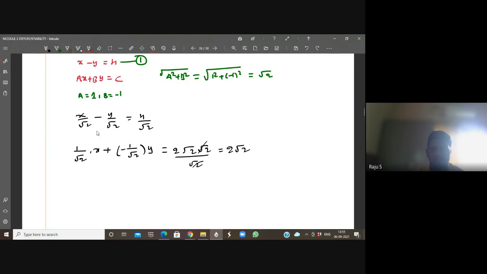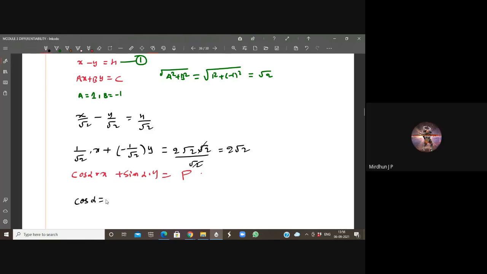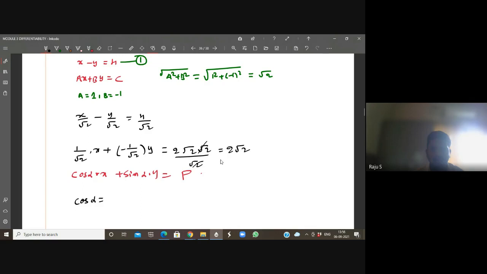Clearly it is in the form of cos alpha into x plus sin alpha into y is equal to p, the normal form. When we compare here, cos theta is positive and sin theta is negative, so this is in the fourth quadrant only, and that is what we will finally take. First you compare: cos alpha is 1 by root 2 here, sin alpha is minus 1 by root 2.